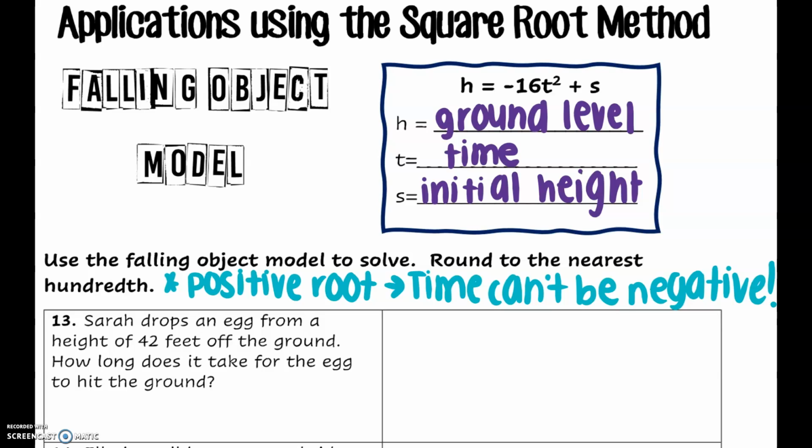Now let's take a look at problem 13. Sarah drops an egg from a height of 42 feet off the ground. How long does it take for the egg to hit the ground? In this case, the ground level is 0 feet. However, we do know that the initial height in this case is 42 feet. Using the model h equals negative 16 t squared plus s, we can fill in 0 for h and 42 for s.